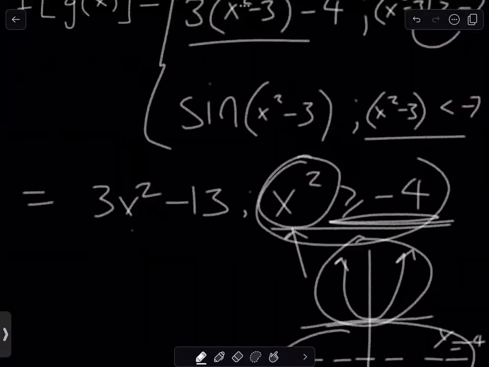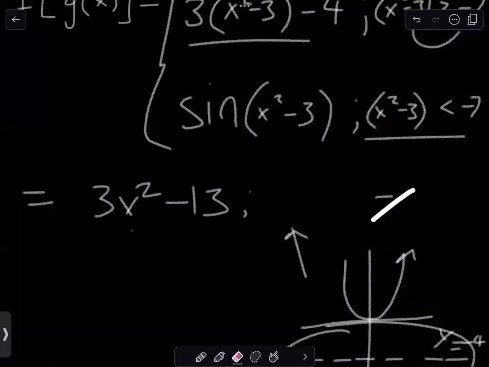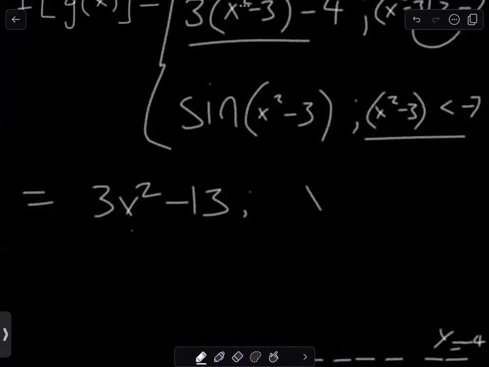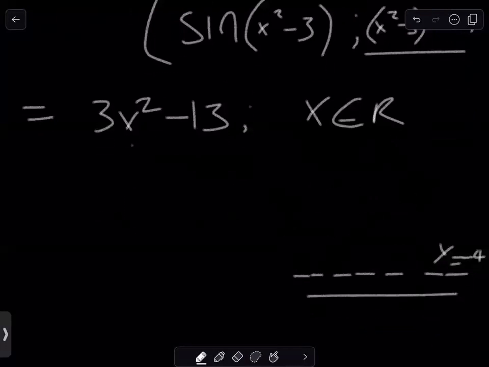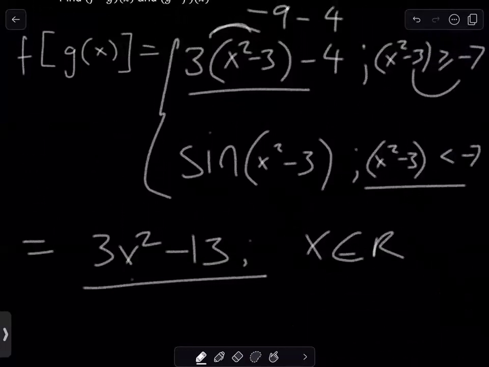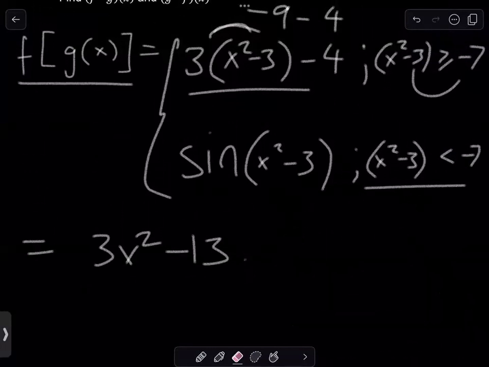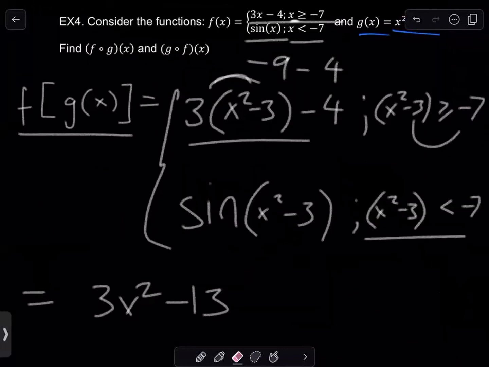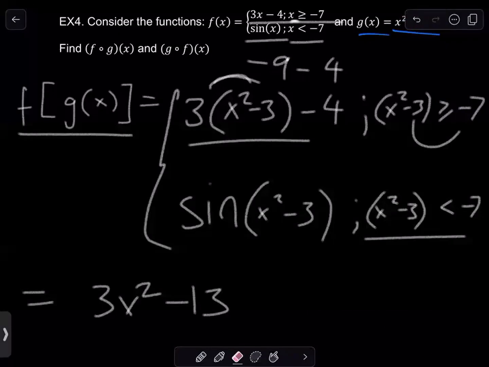So that interval can be simplified to x is an element of real numbers, because no matter what x value you insert into x squared, it's always going to be greater than or equal to negative 4. So this is your simplified function. F of g of x is just equal to 3x squared minus 13. And in fact, you don't even need to include that x is an element of real numbers restriction. You can if you want to, but it's not really necessary. So that's how you get f circle g of x.